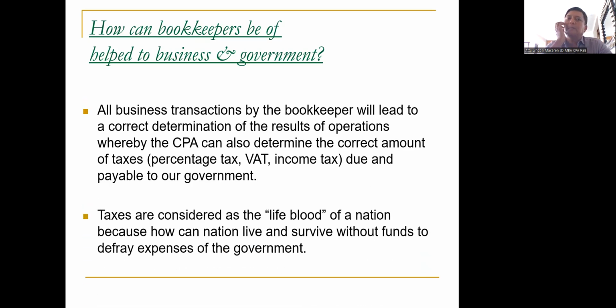Now, taxes are considered the lifeblood of a nation, because without taxes, the nation cannot survive. How can a nation defray its expenses if it does not have funds? That's why taxes must be collected by the government in order for it to survive.